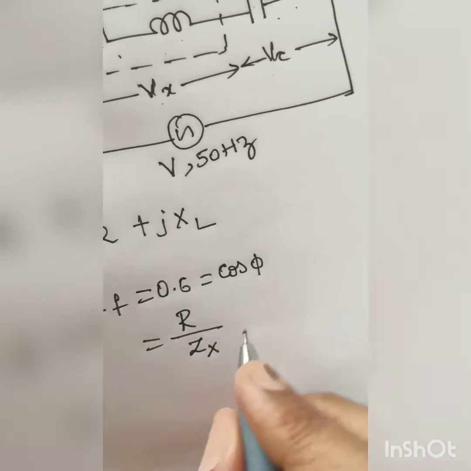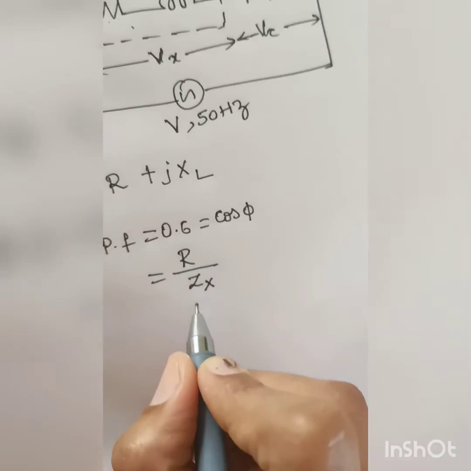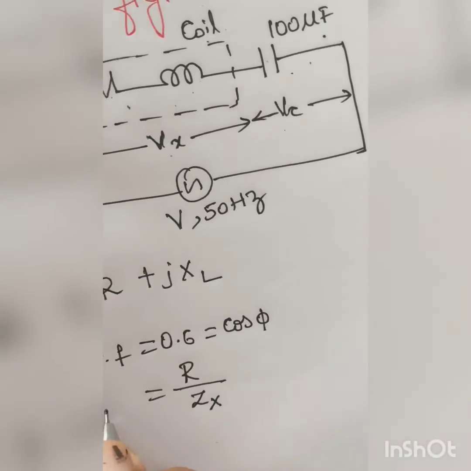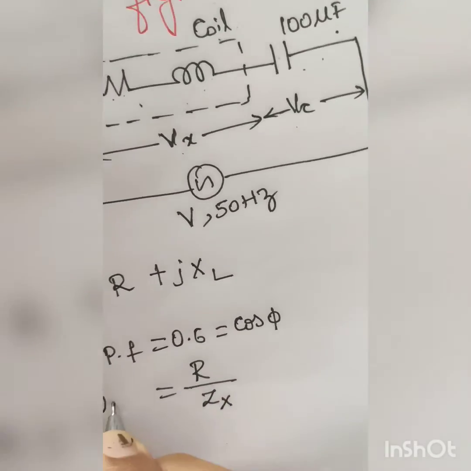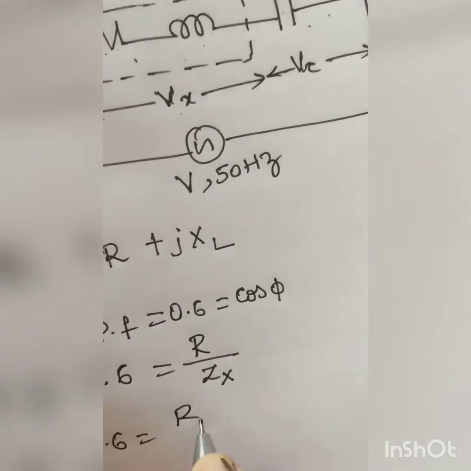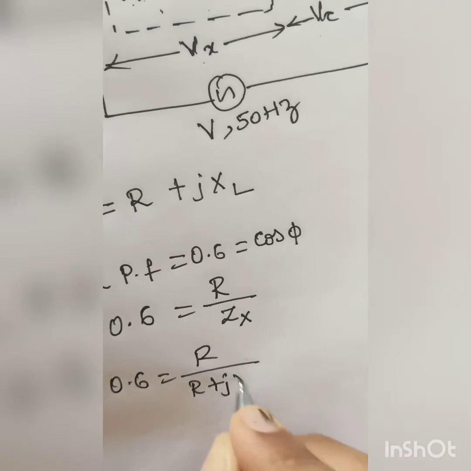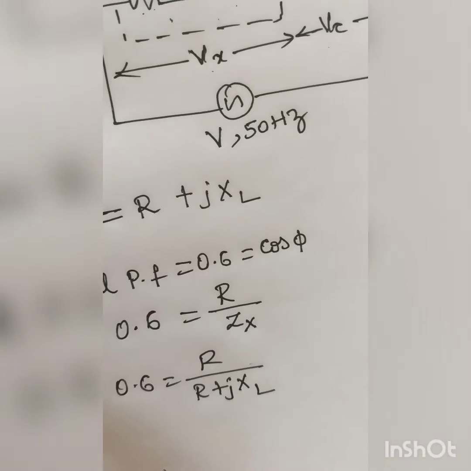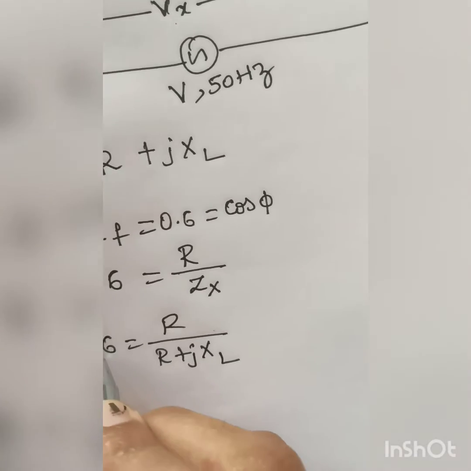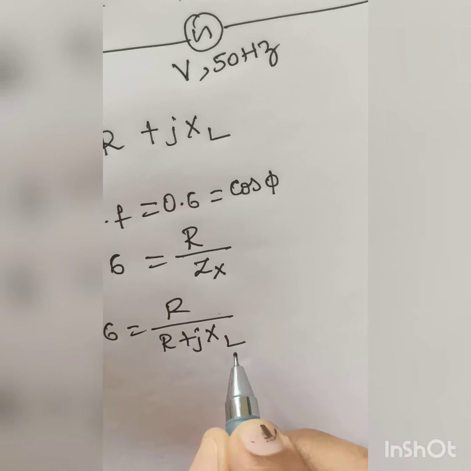So then, here what is given here? R is also unknown and Zx is also known, but we are having an equation for Zx and power factor. Let me write here 0.6, and 0.6 is equal to R divided by Zx, where Zx is R plus jXL. So 0.6 is equal to R divided by R plus jXL.